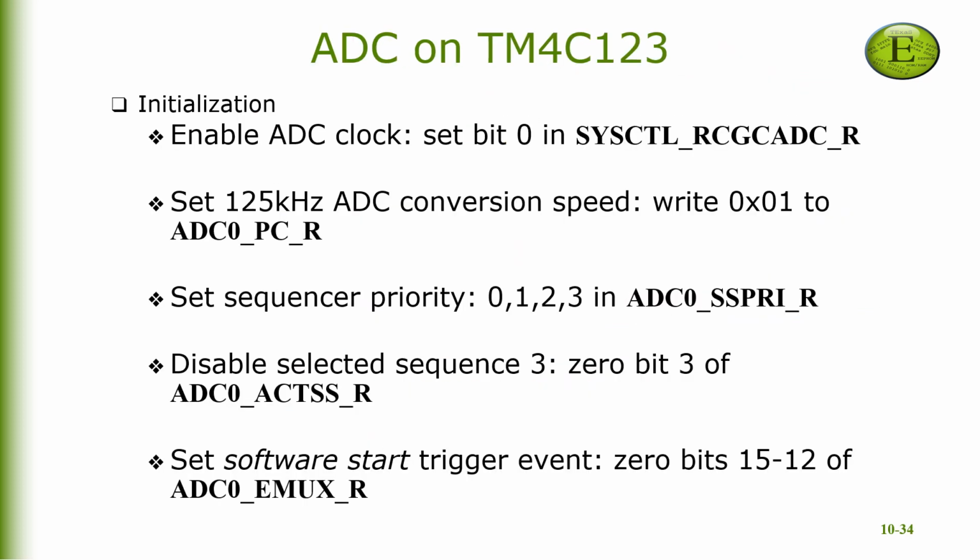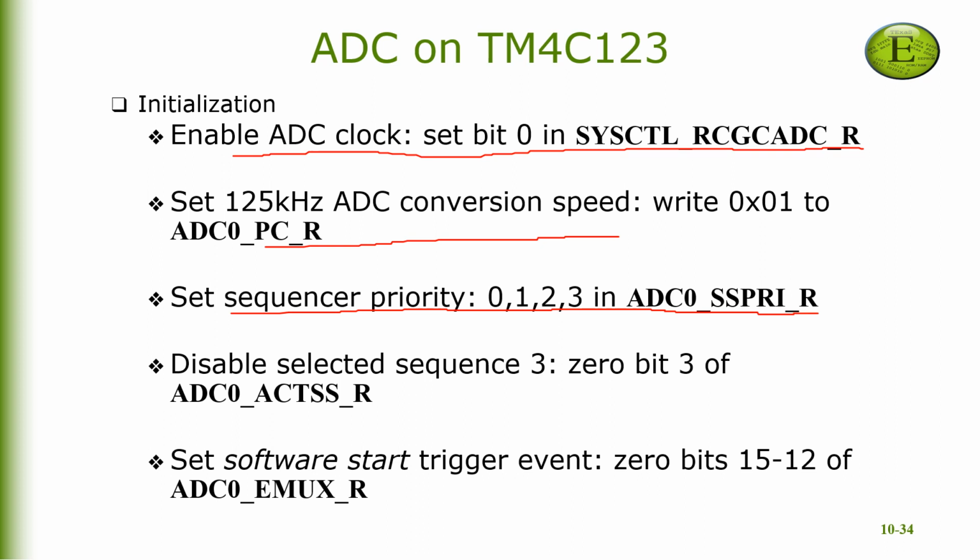The protocol of configuring the ADC sample sequencer goes as follows. You start by enabling the ADC clock. In this case, we're going to use ADC 0 and then set the conversion speed. Then we set the sequencer priority by writing to the priority register.